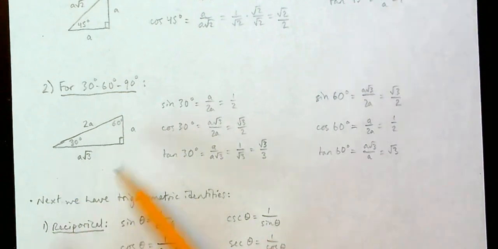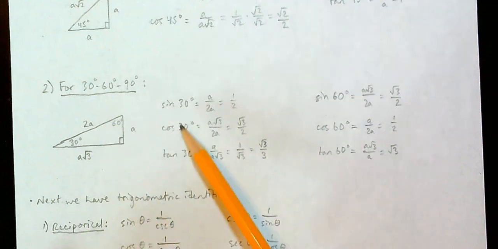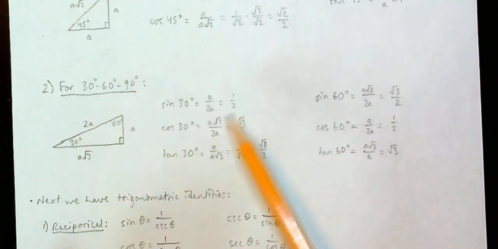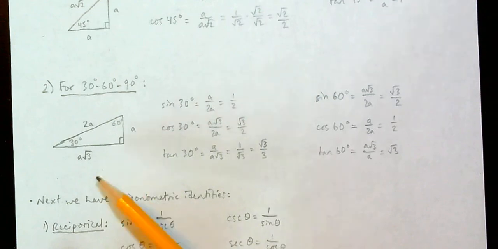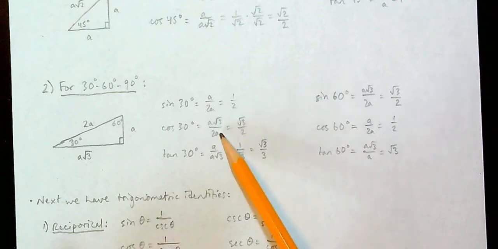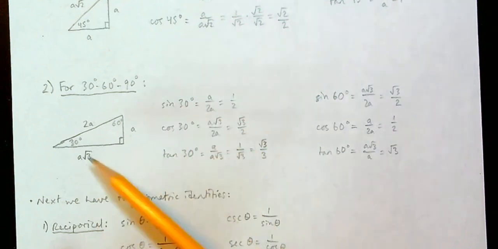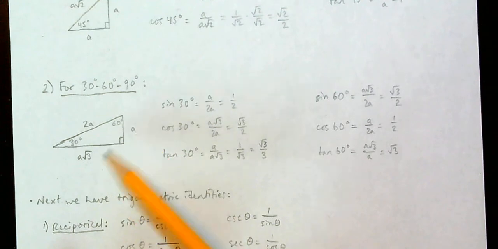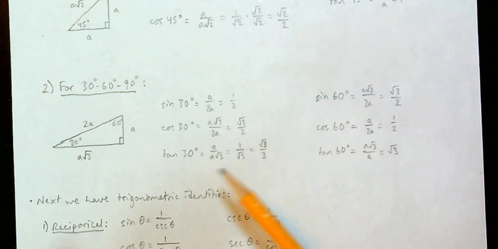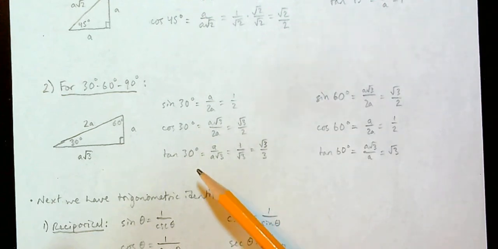So, using these values now inside of our formulas up top, sine of 30, opposite over hypotenuse, A over 2A, or 1/2. Cosine of 30, adjacent over hypotenuse, gives us radical 3 over 2. And then tan of 30, opposite over adjacent, 1 over the square root of 3, or when rationalizing, you get radical 3 over 3.